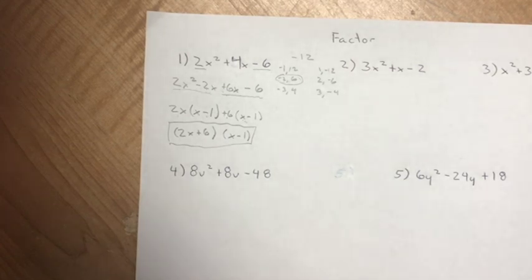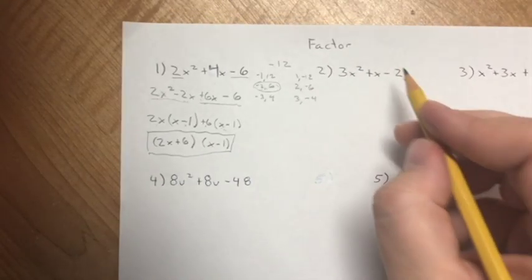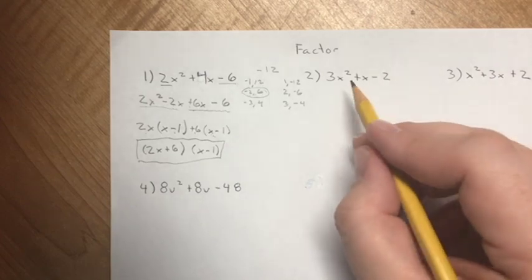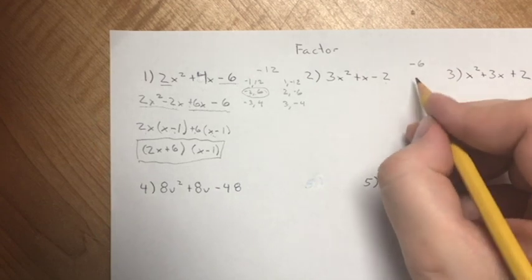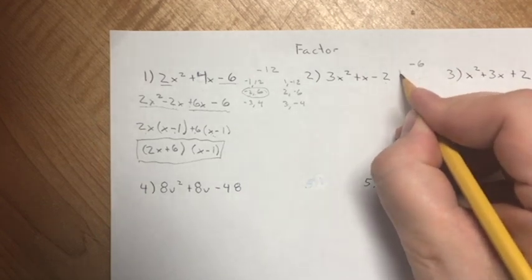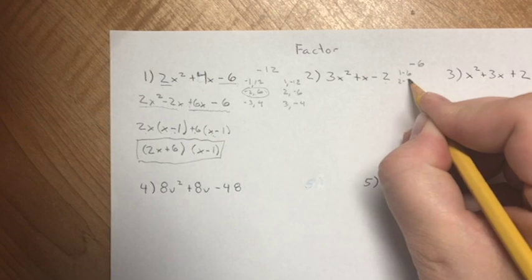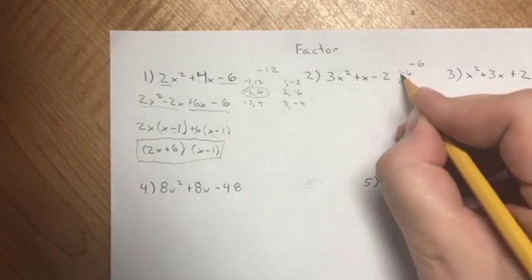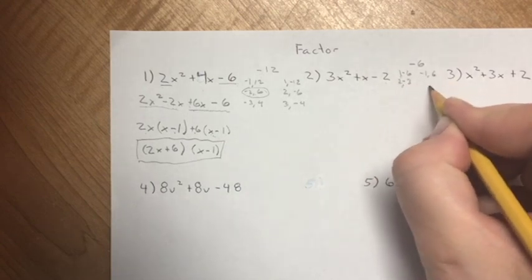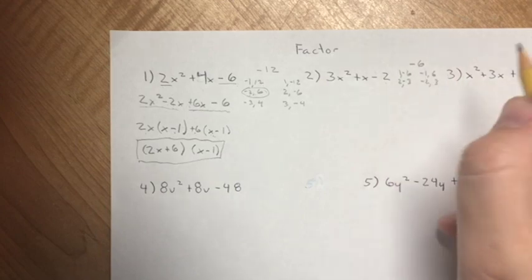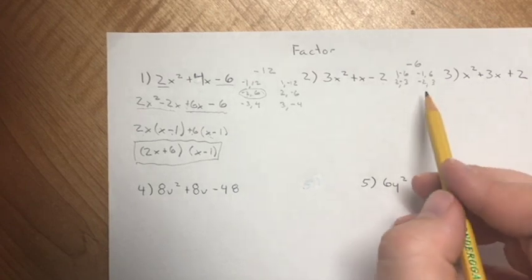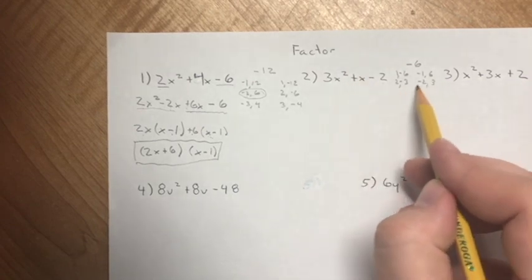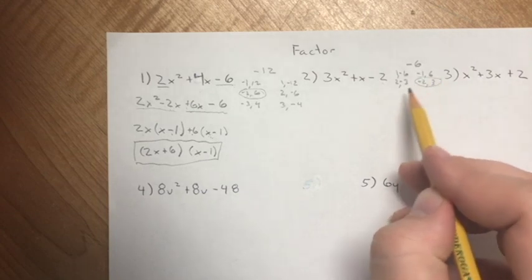Now, let's try the next one. Same concept. I'm going to follow my steps. Multiply A and C to get negative 6. I'm going to list all possible factors. I can have 1 and negative 6, 2 and negative 3, and I could have its opposites, which would be negative 1 and 6, and then negative 2 and 3. I ask myself which one of these factors, according to step C, adds to make this middle term. Well, the only possible answer is this right here.